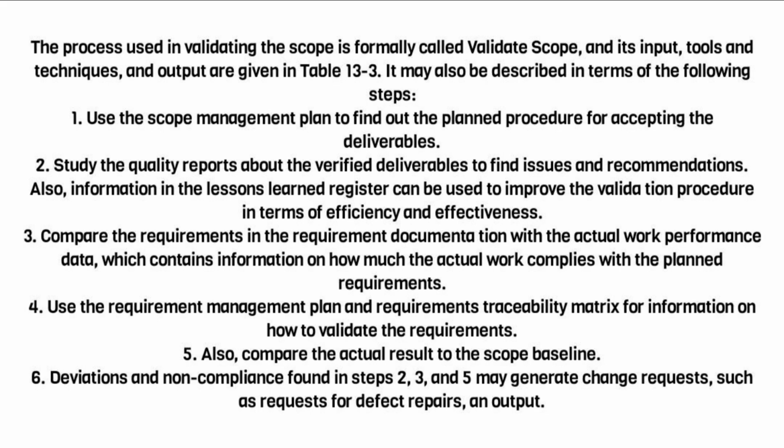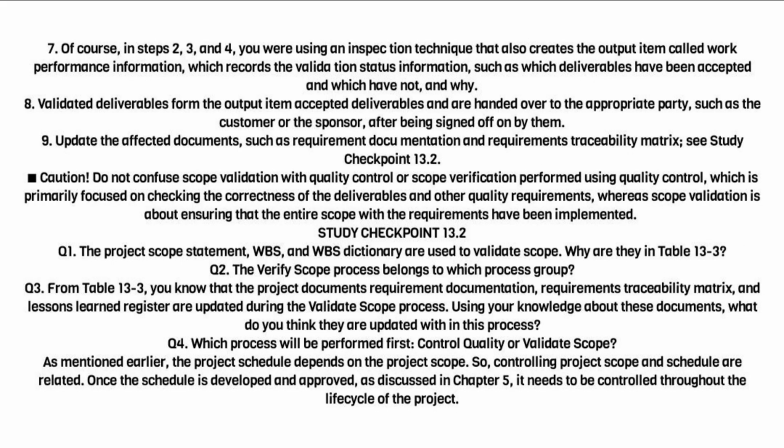6. Deviations and non-compliance found in steps 2, 3, and 5 generate change requests, such as requests for defect repairs, an output. 7. Of course, in steps 2, 3, and 4, you are using an inspection technique that also creates the output item called work performance information, which records the validation status information, such as which deliverables have been accepted and which have not, and why. 8. Validated deliverables form the output item accepted deliverables and are handed over to the appropriate party, such as the customer or the sponsor, after being signed off on by them.